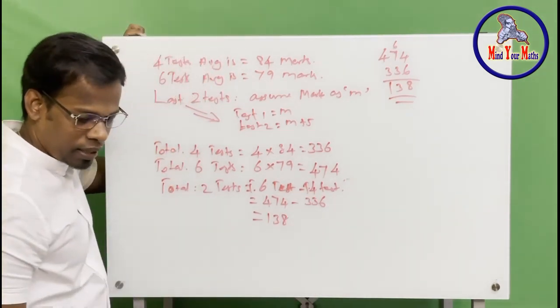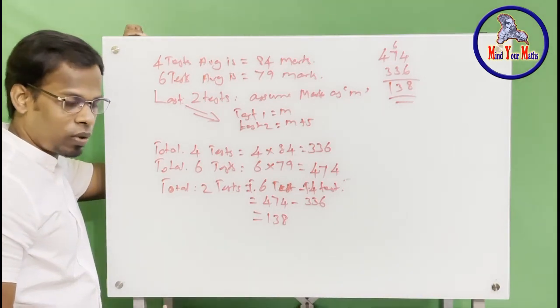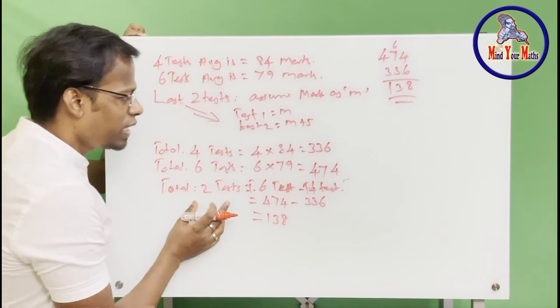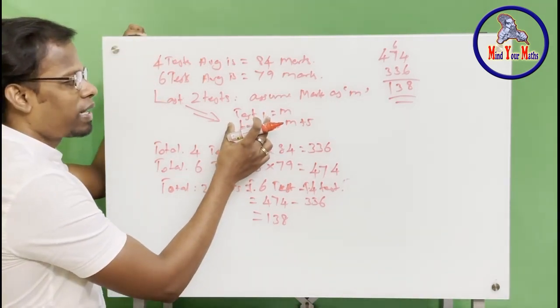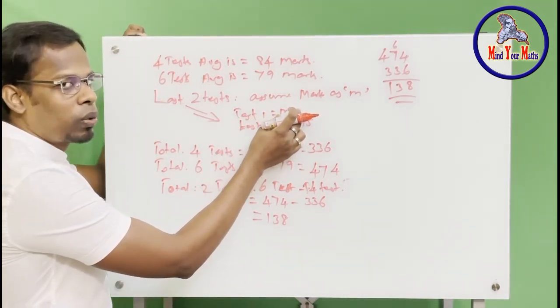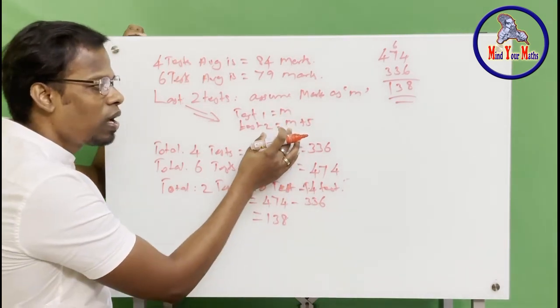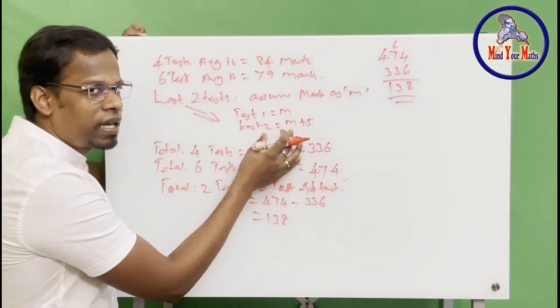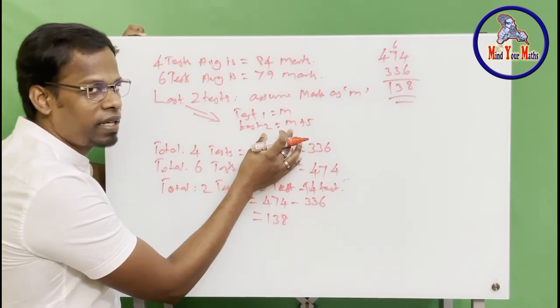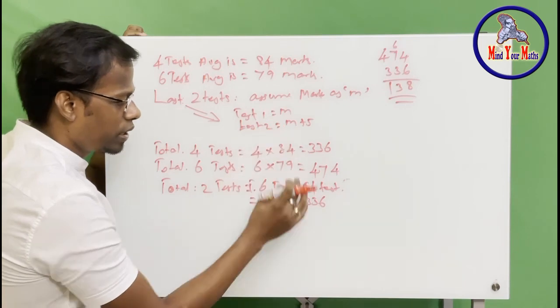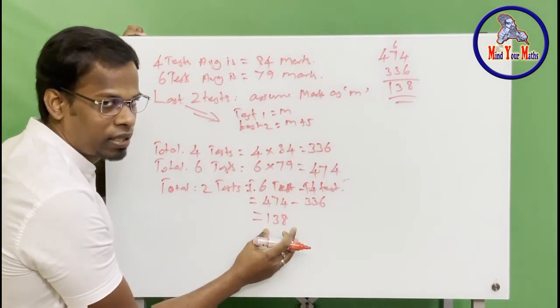138, right? 138 marks for the 2 subjects. You see here, we know that the mark is M. We don't know it for the last 2 subjects. Total is 138, but we don't know how much he got in each test. So what do we do? We know that test 1 plus test 2 is this much, right?